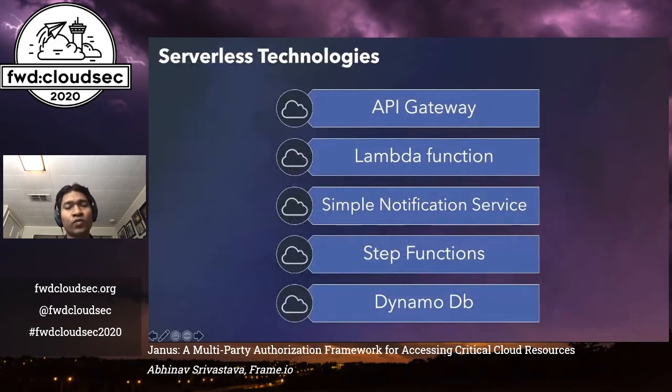To implement Janus, we used AWS serverless technologies. In particular, we used API Gateway to allow HTTP requests from Slack to come to AWS, Lambda functions to process those requests, SNS to pass messages between services, Step Functions to coordinate among multiple Lambda functions in the serverless workflow, as you will see later, and DynamoDB to store all transactions for audit and compliance purposes.